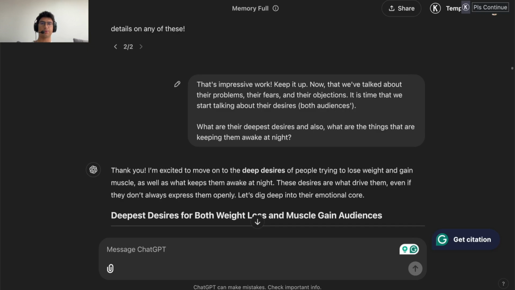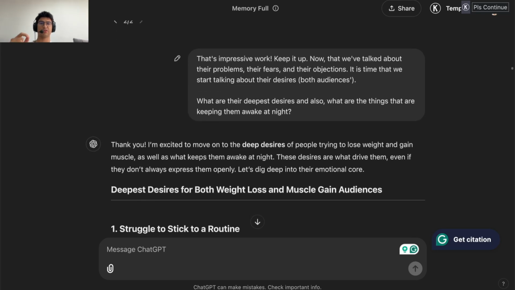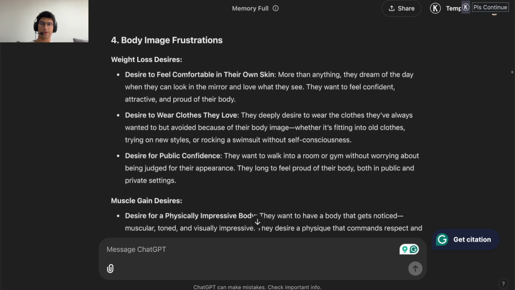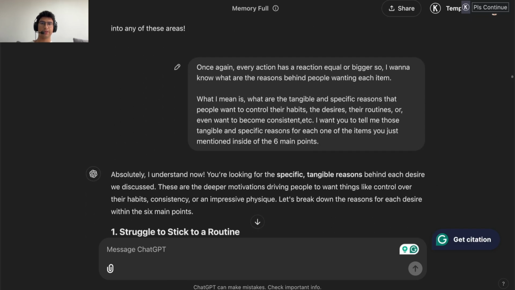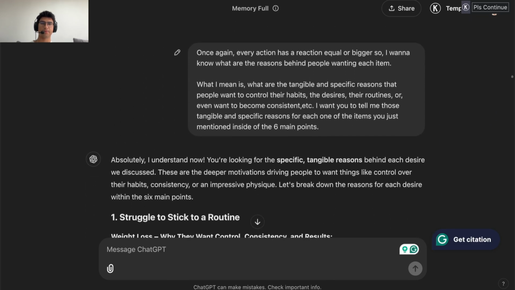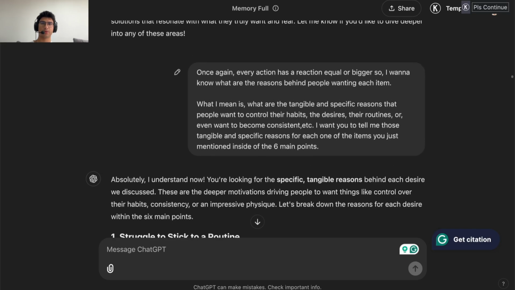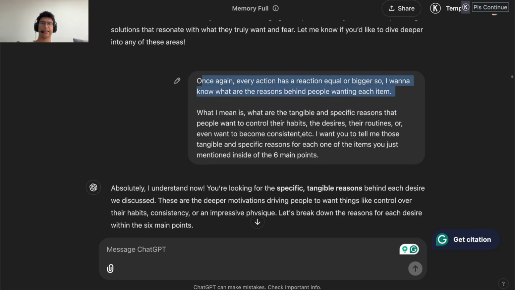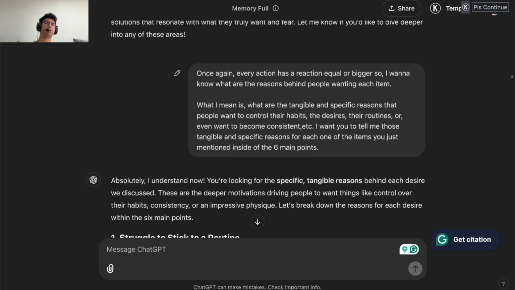Now that we've talked about their problem, their fears, and their objections, it's time that we start talking about their desires again. So after that, we're gonna talk about right here. Again, right here, I'm asking it why people want those things. Like, what are the reasons behind it? Because I want to know why they want to, for example, lose weight. They don't want to lose weight because they want to be healthy, even though that's what they say. Remember that people have shameful desires.